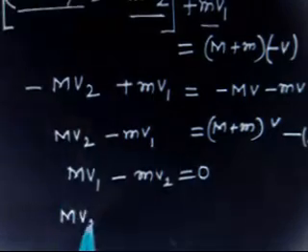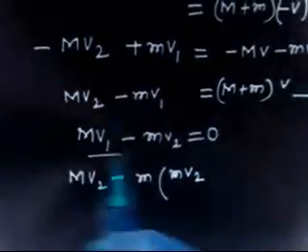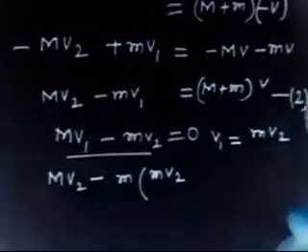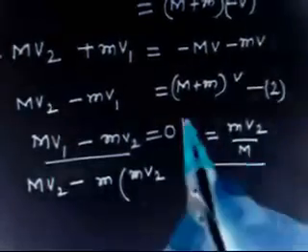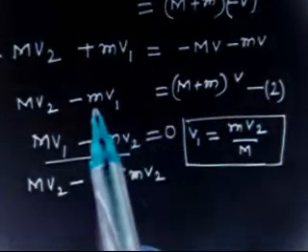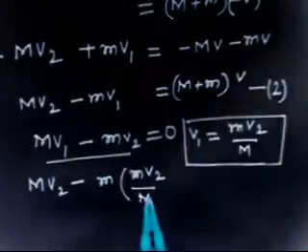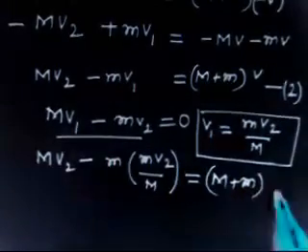So you will have mv2 minus M into the value of v1. From here I can find the value of v1, which will be equal to mv2 by capital M. I think you are able to understand this one. If you plug this value into the equation, mv2 minus Mv1, with v1 being mv2 by M, is equal to (M plus m) into v.